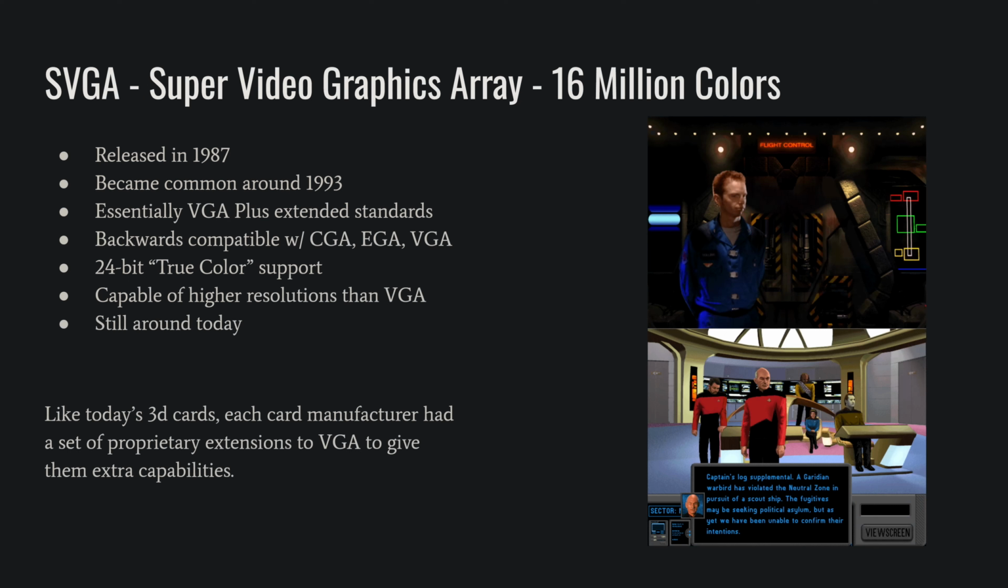Next up is Super VGA. It's just like VGA, but it's super. And what makes it super is proprietary manufacturer extensions to give it greater support. Much like today's video cards, where we've got NVIDIA versus AMD, and they don't agree on technologies and standards to use. It was much like that back in the 90s as well.